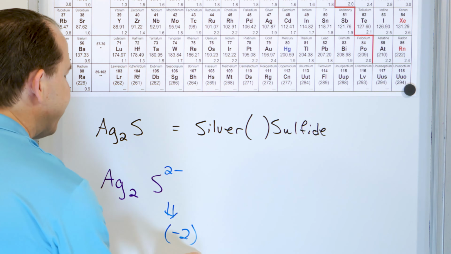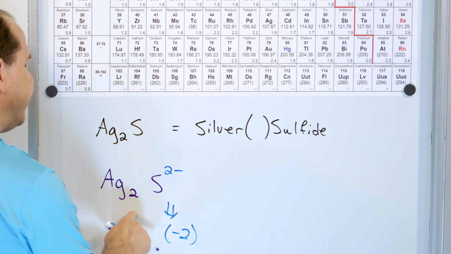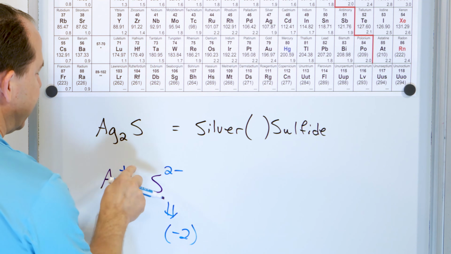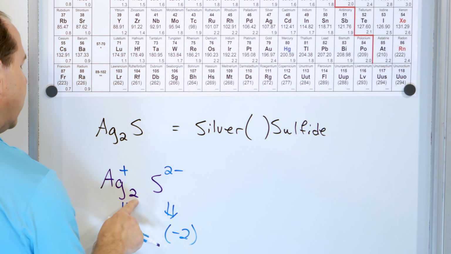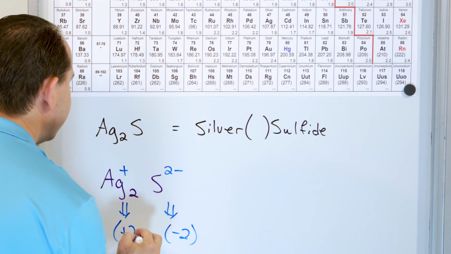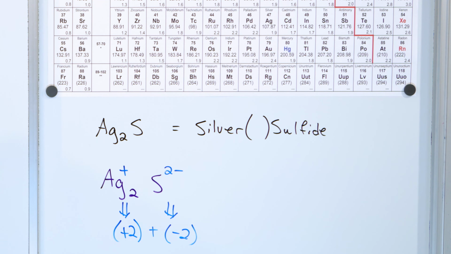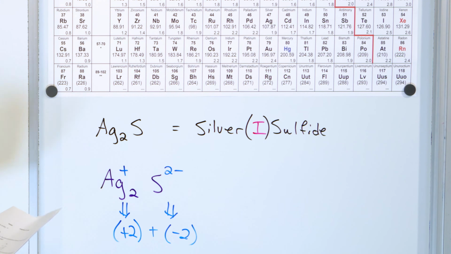And so if the overall charge of this part is -2, then the overall charge of this part I want to be +2, so this has to have a charge of +1. There's an implied 1 here. Because this is a charge of +1, and there's 2 of them, this is an overall charge of +2. So the silver takes a +1 charge, and you call it silver(I) sulfide. Silver(I) sulfide. So that's the final answer.